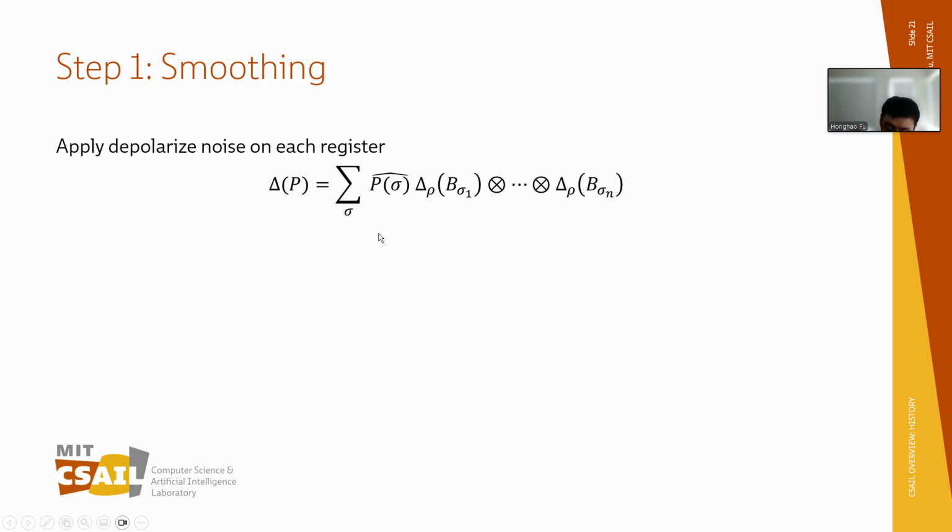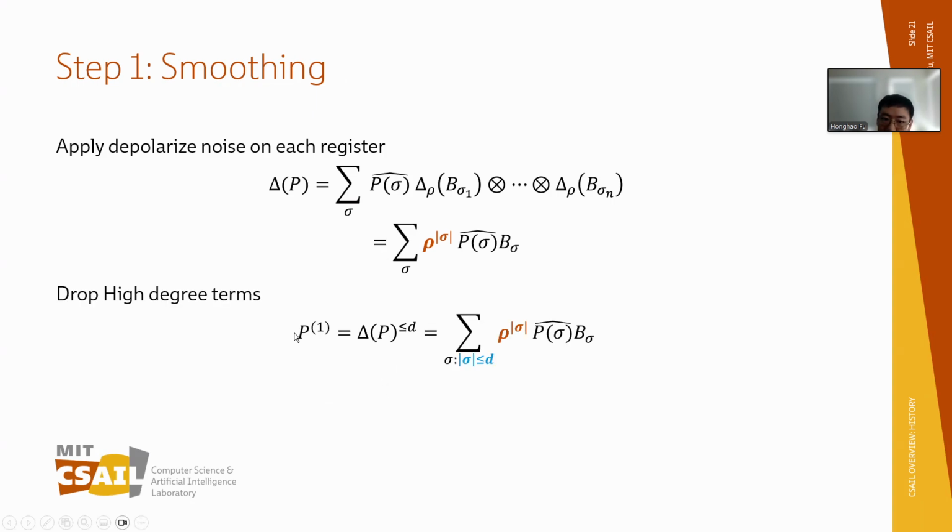Then the depolarizing channel doesn't touch the identity matrix, but adds a weight rho to all the non-trivial Paulis. This equals rho to the power of the weight of sigma times the original term. This means for all the high degree terms, their coefficient will be very small. In this sense, the Pauli spectrum is smooth. And then we can just drop all the high degree terms.